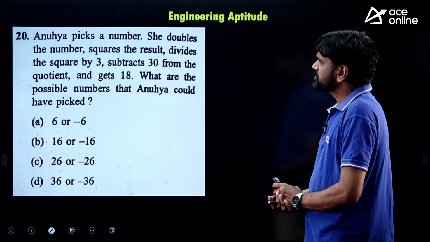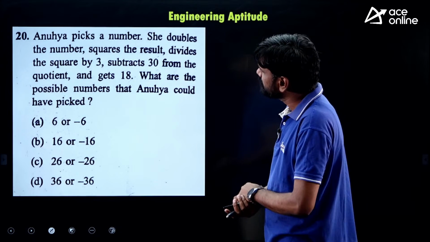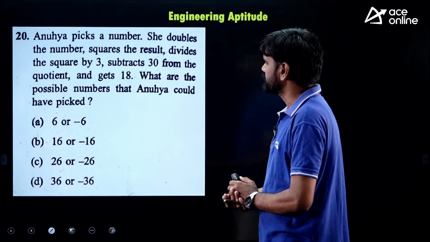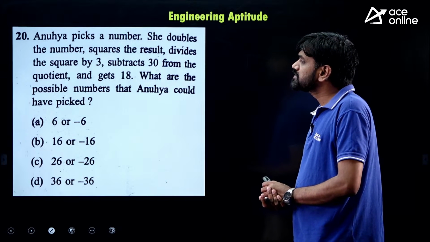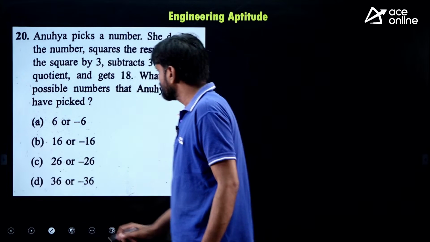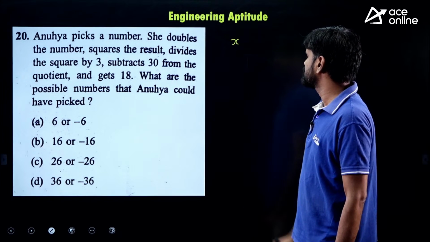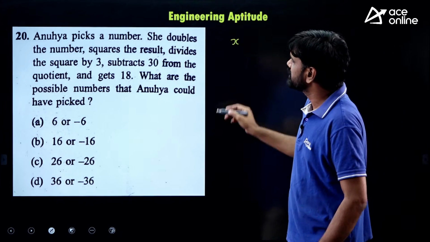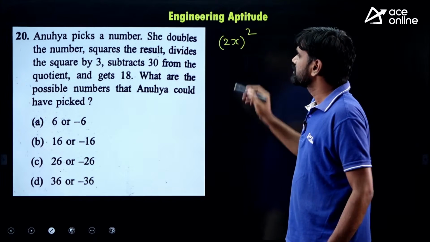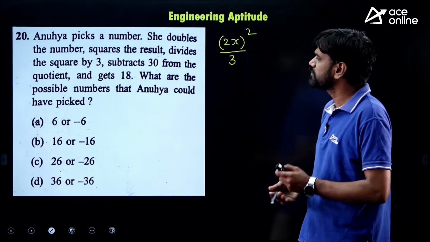Anu here picks a number, she doubles the number, squares the result, then divides the square by 3. So dividing the square by 3, subtracts 30 from the quotient and gets 18. What are the possible numbers that Anusha could have picked? So it is also a very simple one, where you just have to frame the equation. So she is assuming a number. Let's assume that she has taken a number x. She is doubling it, which means it will become 2x. Squares the result. After squaring the result, she is dividing it by 3. When she is dividing it by 3, this is going to be the quotient.